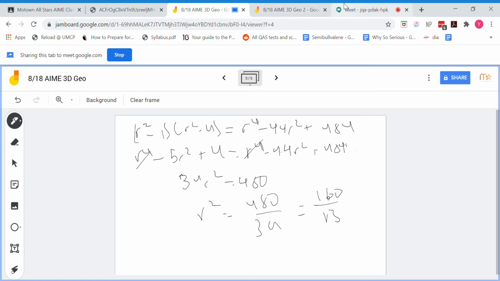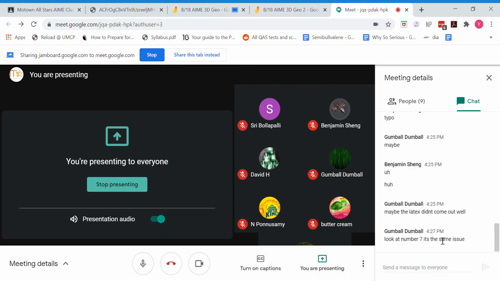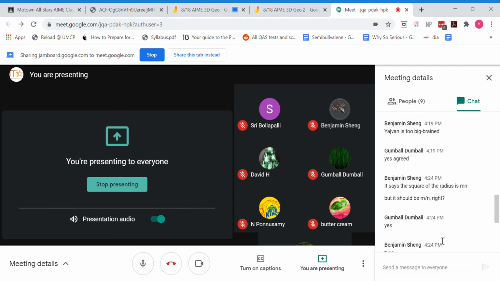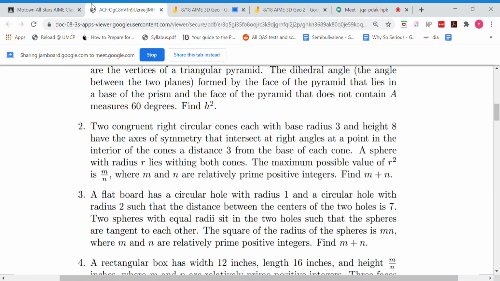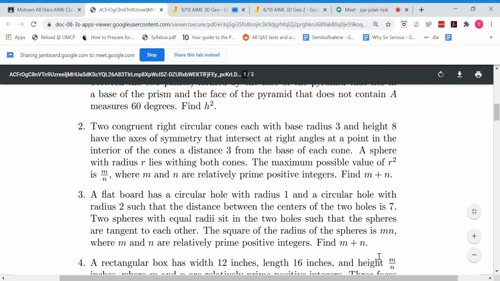Right, so yeah, the LaTeX didn't quite come out right. It's just a bunch of typos for the M, but you guys get the idea, right? It should be a fraction. I'm sure you guys have seen enough AIME problems to where you understand that.